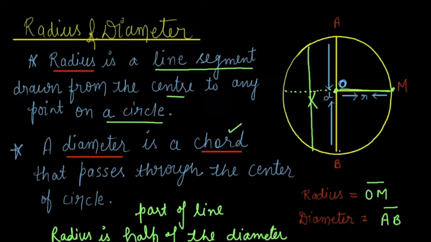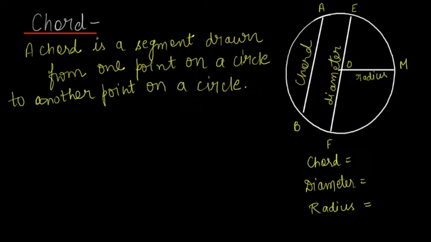Okay, let's go to the next slide. A chord. Now this figure will help you to understand the difference between diameter and chord. Radius, again, from the center to any part of the circle gives you the radius. Diameter is here, EF, which is passing through the center. Now AB is again a line segment which is joining two points on the circle but is not passing through the center. So if you want to write a chord here, it is AB, then EF is a diameter, and you write a radius as OM, right?